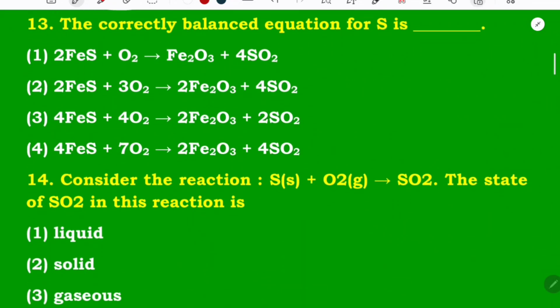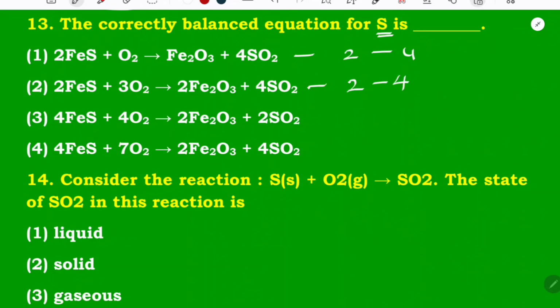The next question is, which is the correctly balanced equation for S. Here the intention is to check in which cases sulfur is balanced. Just consider S, sulfur. In the first equation, how many sulfurs are there? Reactant side 2, product side 4, so it's not balanced. In the second equation, how many sulfur atoms? 2 on this side, 4 on this side.